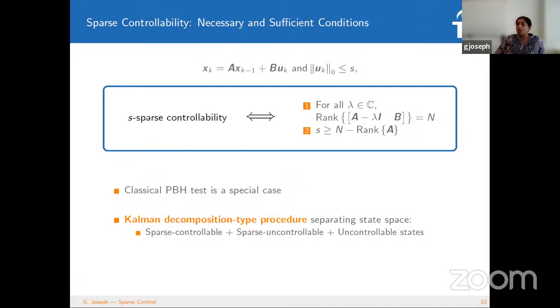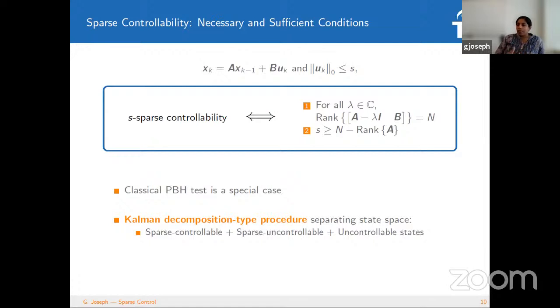So this test not only gives us a very simple, polynomial time test to check sparse controllability, but it also gives us some insight into the minimum level of sparsity that we would need to control a system. That minimum level is nothing but S should be greater than or equal to the nullity of the transition matrix.